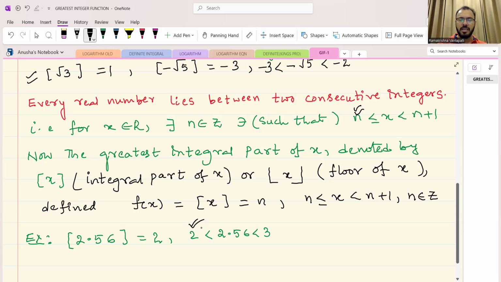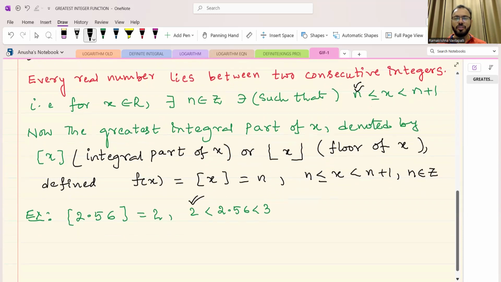There are several integers less than 2.56. What are they? 2, 1, 0, minus 1, minus 3. There are infinite integers less than 2.56. Among those, you have to choose the greatest integer, which is 2. That's why it is called greatest integral part of x or greatest integer function. When we define the domain and the range, I'll discuss that later.